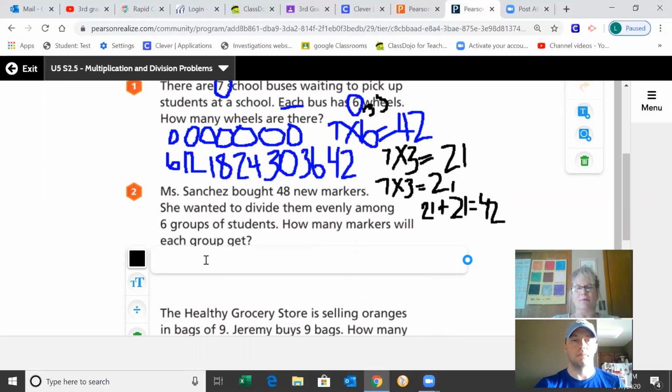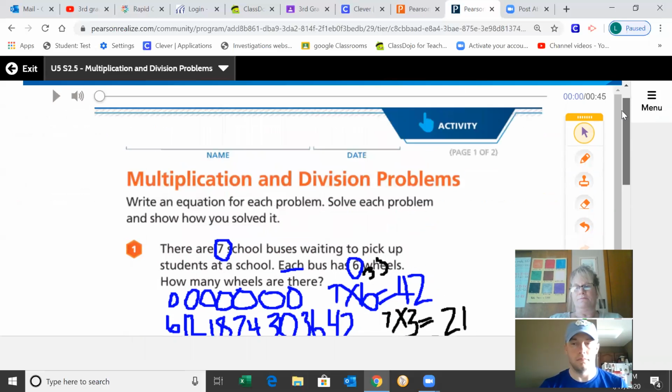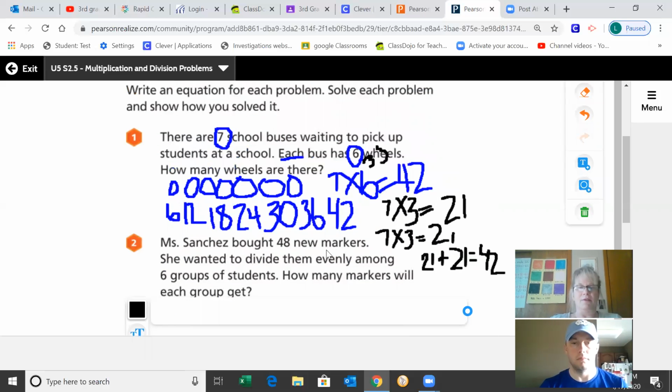So I'm going to say Miss Campbell bought 48 new markers. Boy, that's quite a bit. She wanted to divide them evenly among 6 groups of students. Right here, I'm going to use a different color. Oh no, I'm typing, sorry.